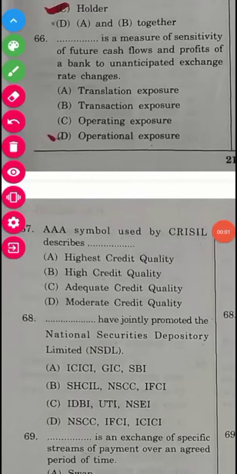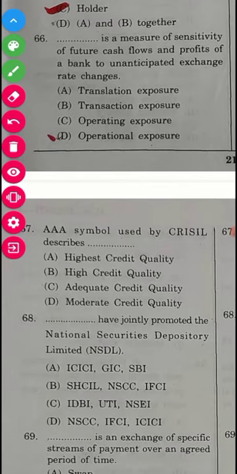Hello all. So today we are going to cover the remaining questions of MHSET Commerce paper 2. So we are starting with the question number 66. Dash is a measure of sensitivity of future cash flows and profits of a bank to unanticipated exchange rates. So this is known as transaction exposure. Option B is the correct answer.